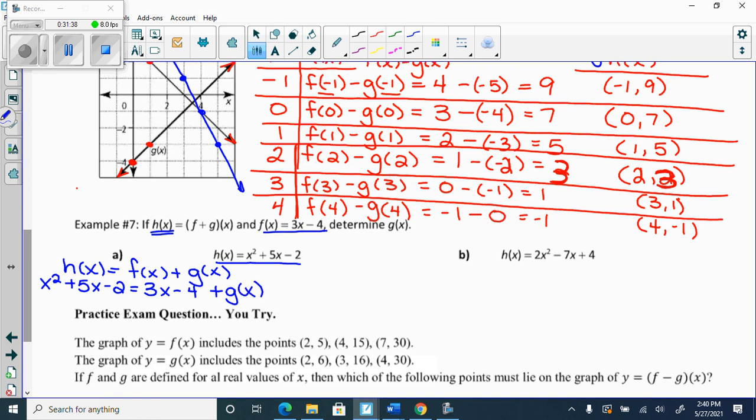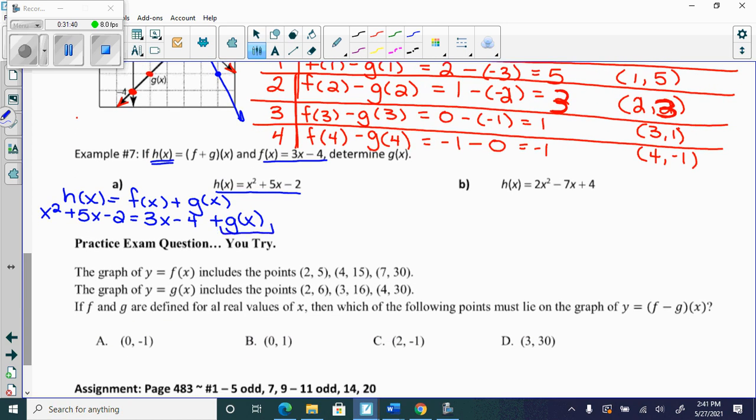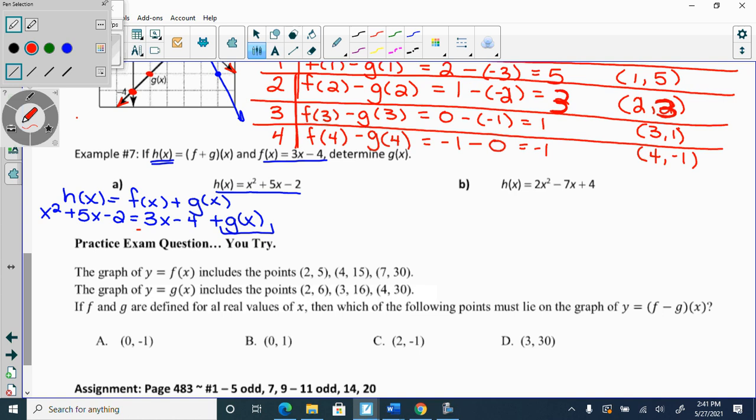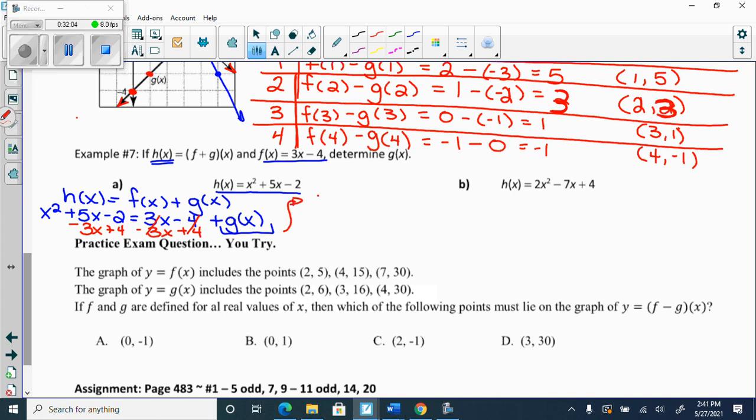Now, just like any other time, if we're missing something, we just need to isolate it, correct? So how am I going to get g of x by itself? Subtract. So I'm going to subtract 3x, and I'm going to add 4. So I'm going to get x squared, 5x minus 3x is plus 2x, negative 2 plus 4 is plus 2, equals g of x. You guys try B.